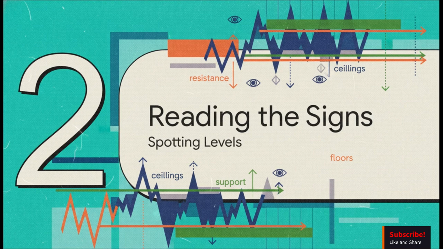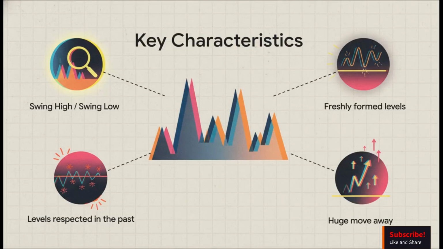Okay, theory is great, right? But how do we actually find these floors and ceilings on a real-life chart? Let's get into the practical side of things and figure out how to spot these levels and really start to see the market's structure. These are the clues you're looking for. The most obvious ones are what we call swing highs and swing lows, basically the peaks and valleys you see on the chart. Those are your natural turning points.